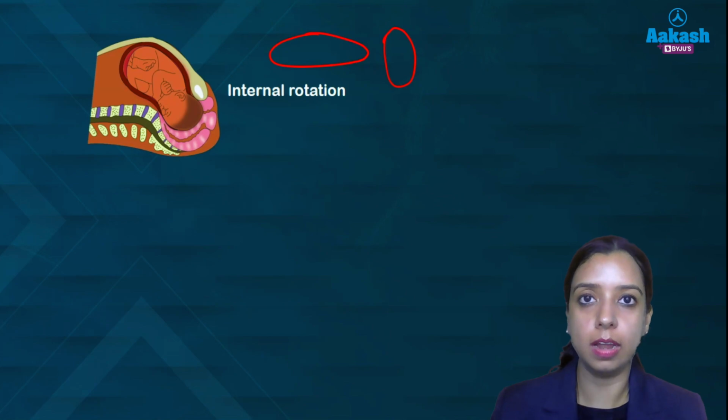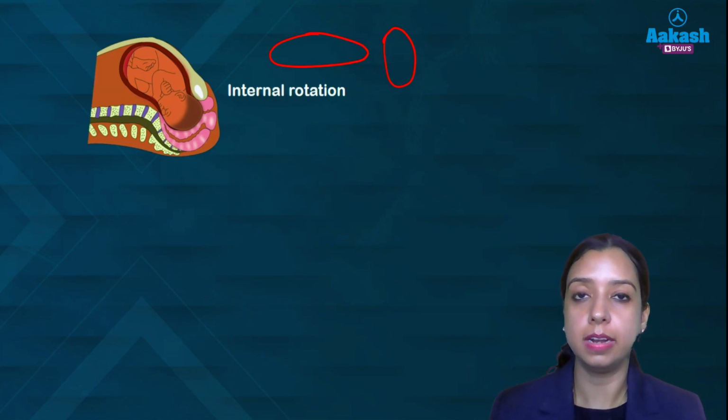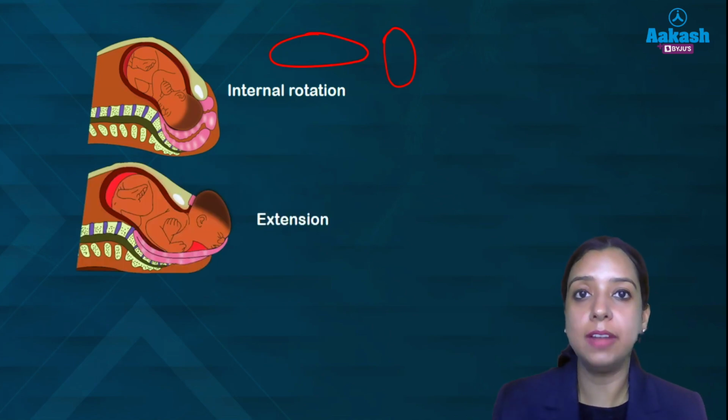Now once the internal rotation has occurred, what happens? Crowning. Crowning will occur, which means with every contraction, the head tries to come out, but as the contraction goes back, it will not recede. That is crowning. And once the crowning is done, it's time for the head to deliver. So the head will deliver by extension. The head was in flexion because of muscle resistance. As soon as it comes out, muscle resistance goes, and the head delivers by extension.